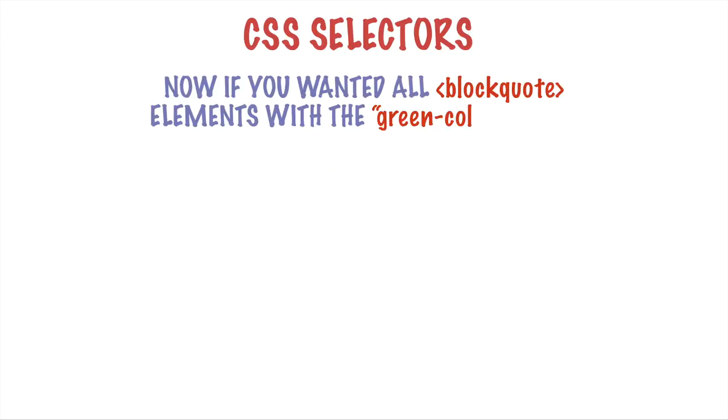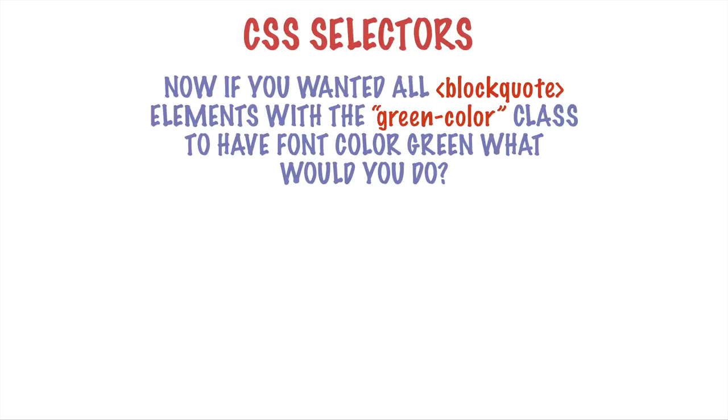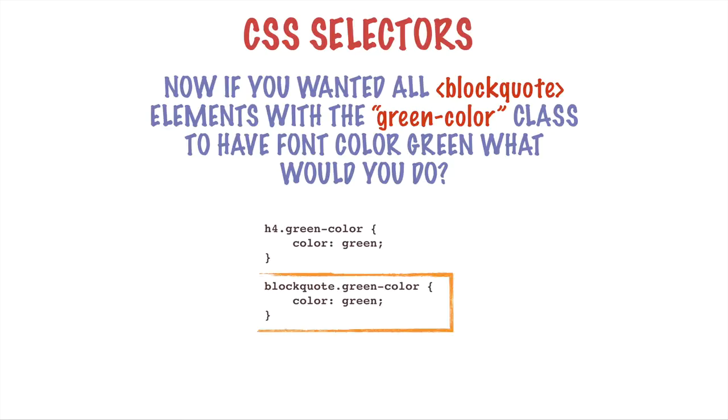Now, let's say we wanted to also make the block quote element be governed by this green color. How would we do that? Well, it's really simple. We just add a class name attribute equal to green color to the block quote element. And we would then create a style where we use the block quote tag as well as the class name in the style selector. Now, this is conceptually not very complicated, but it's still quite cumbersome.